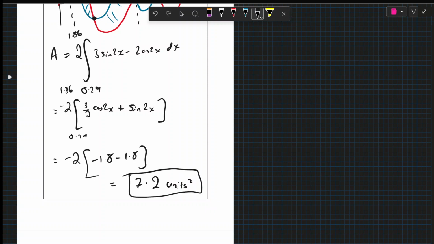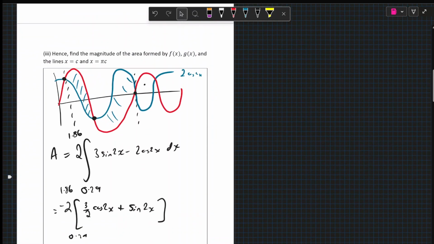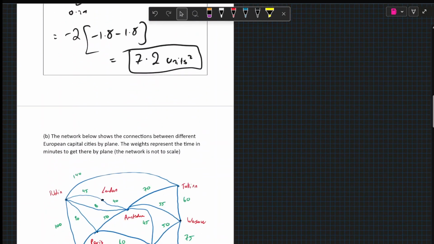And that should hopefully be the area bounded by x equals c and x equals pi c, importantly the magnitude.